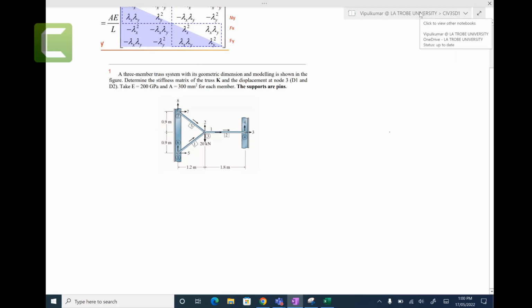Last topic for our subject, and we are finishing by taking two examples of stiffness methods. One of the most advanced methods that we come across so far in the subject. We have studied moment distribution and slope deflection methods. They are part of displacement methods, and this is also part of displacement methods.